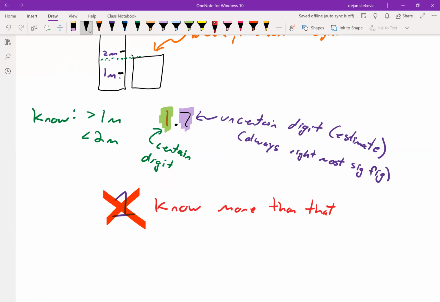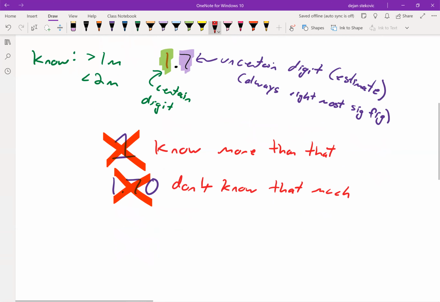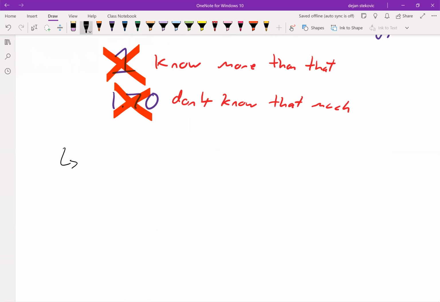If you were to write this measurement out as 1.70, that's also incorrect, because you're saying that you have more precision than you have. What you're saying here is, I know that this 7 is an exact number and I'm only guesstimating the 0, but that's not true. We're guesstimating the 7, right? So we don't know that much. You're always allowed to guesstimate 1 digit. And depending on the tool that you have, they're going to have different levels of precision.